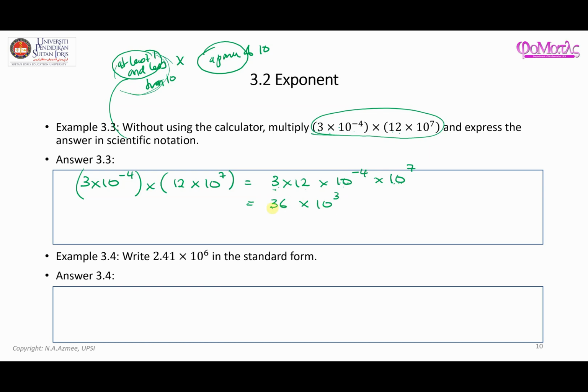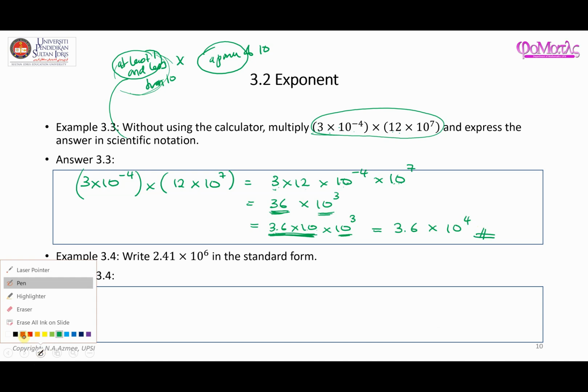So we're going to change this. We know that 36 is actually the same thing as 3.6 times 10, right? If you have 3.6 times 10, you will get 36. So I'm just substituting 36 with 3.6 times 10, and times 10 to the power of 3. And then we're going to simplify that by combining 10 with 10 to the power of 3. So the answer is going to be 3.6 times 10 to the power of 4. So that is the final answer.